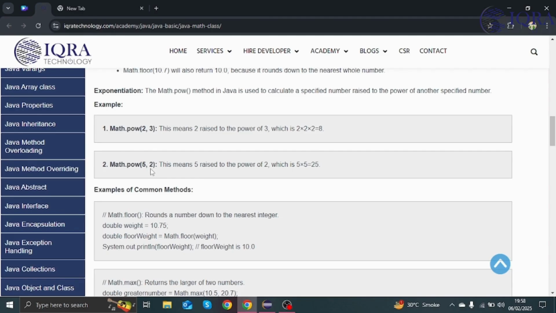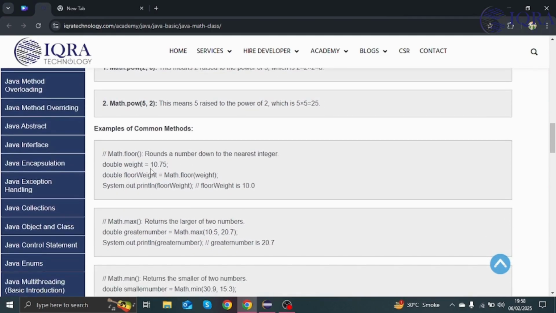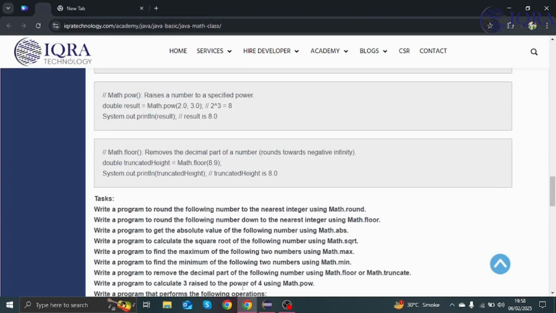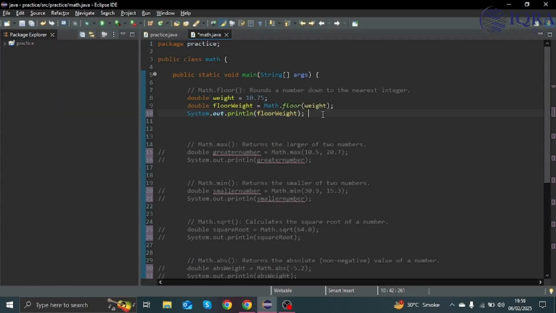Did you understand? And here are some common examples which we have taken in our Eclipse IDE. So let's go there and see. First we have Math.floor. Math.floor rounds the number down to the nearest integer.